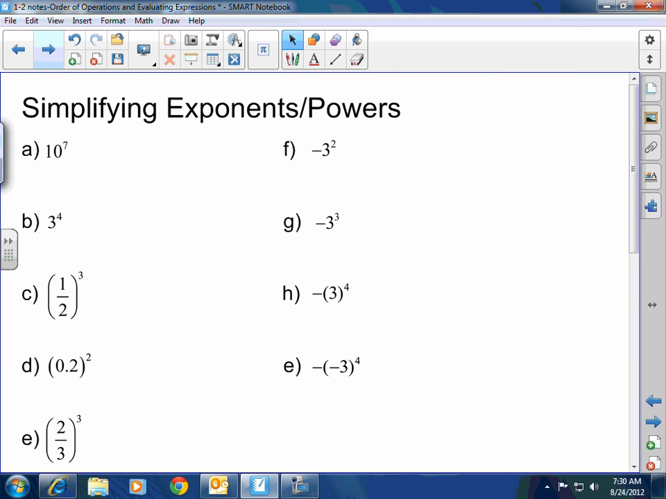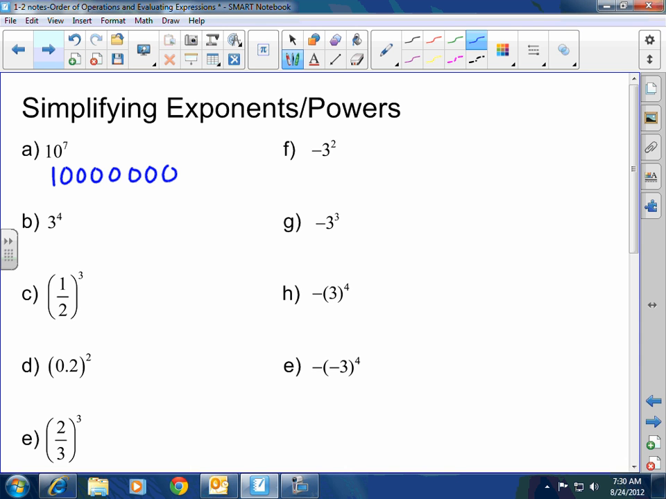Okay? We know how to read them, and we know how to recognize exponents or powers. So, let's see what we got here. 10 to the 7th power. That means 10 times itself 7 times. So that means it's going to be 1, 2, 3, 4, 5, 6, 7 zeros. If I have 3 to the 4th power, that's 3 times 3 times 3 times 3, which is going to be 81.